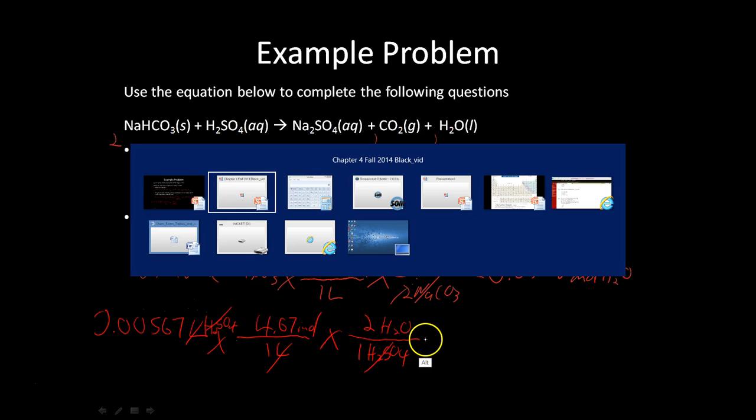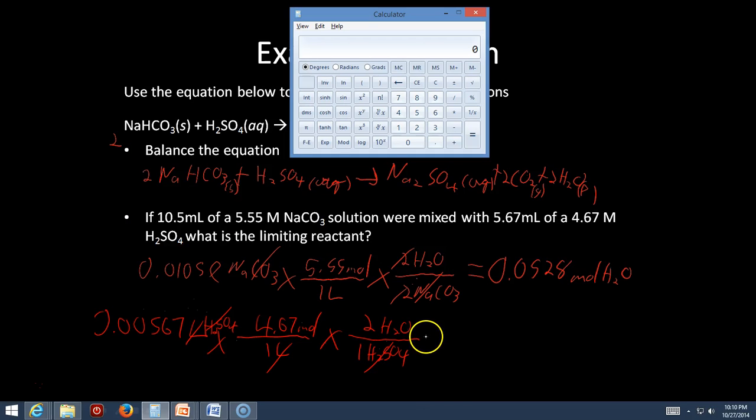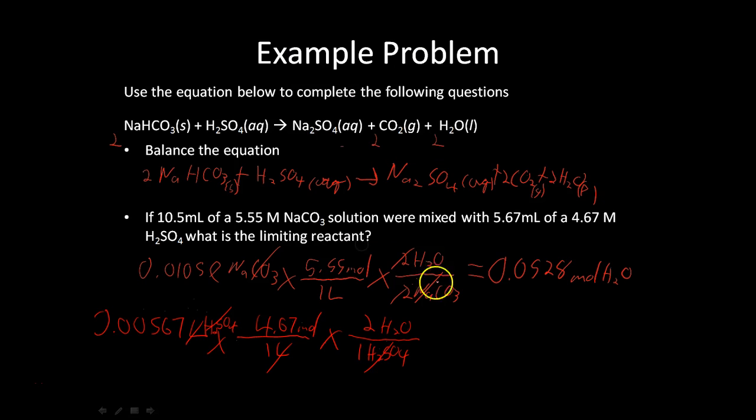And so bringing up our calculator here, start plugging in the numbers. 0.00567 times 4.67 times 2 is equal to 0.0530, okay? Equals 0.0530 mole of H2O. So when we ask what is the limiting reactant here, well, we look at this. This is smaller. This is a smaller amount of product, and so our limiting reactant is our sodium carbonate.